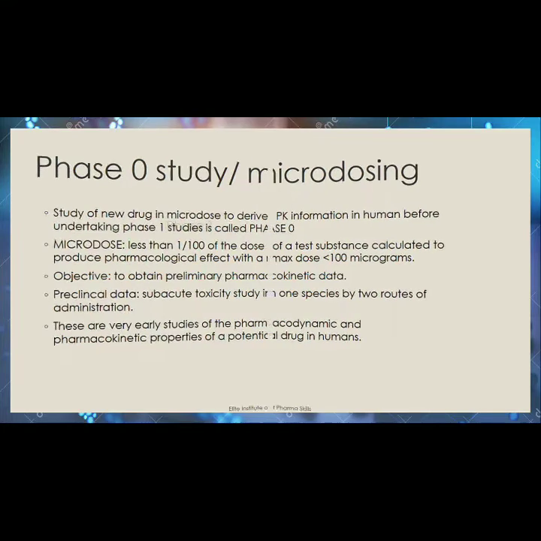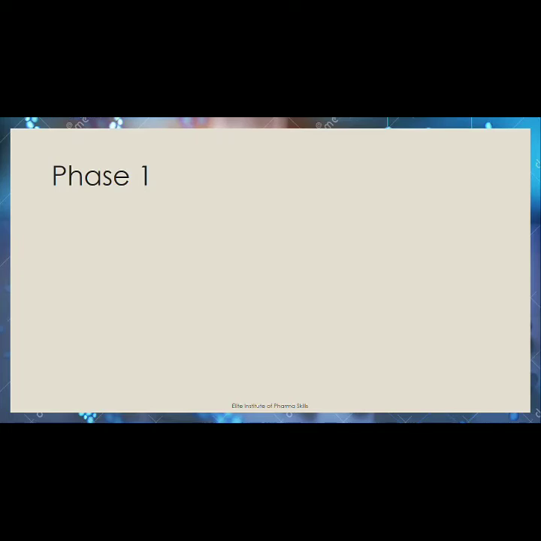Now, phase 1. The aim of a phase 1 trial is to determine the maximum tolerated dose, that is MTD, of the new treatment. 20 to 100 healthy volunteers participate in phase 1. Do we know why healthy volunteers participate in phase 1?